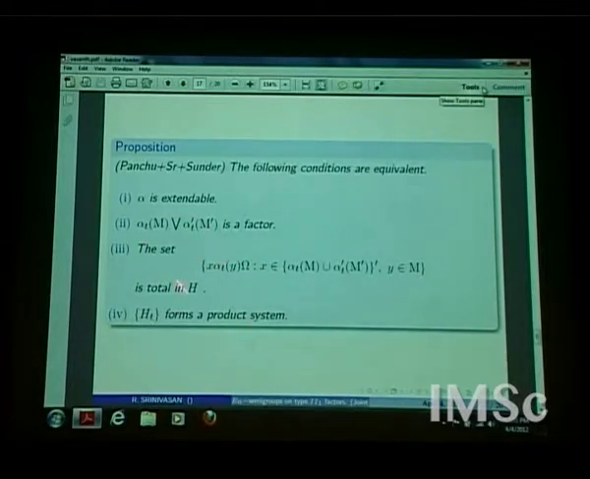This is a set: X coming from the commutant of these two ranges, and Y coming from M. Then omega is fixed, and we can apply X alpha_T(Y) omega. Then that is a total set in H. So this is equivalent to saying that something is extendable. Another equivalent condition is that H_T actually forms a product system. In fact, if H_T forms a product system, it will be the product system corresponding to that extended E_0 semigroup.